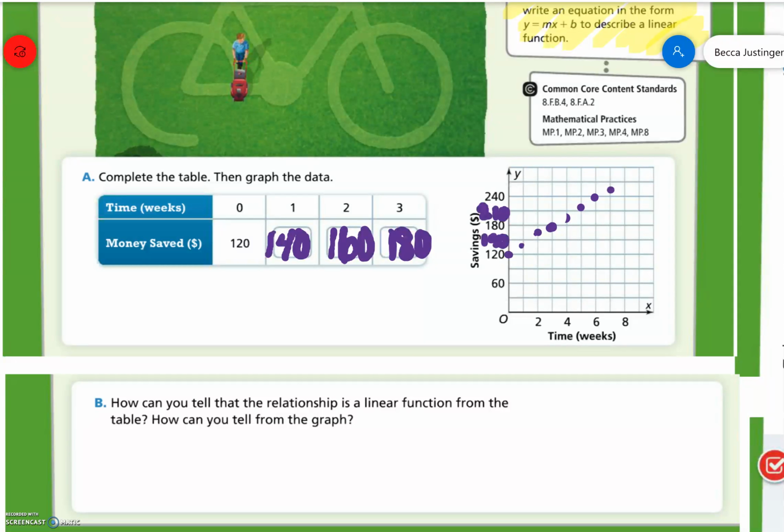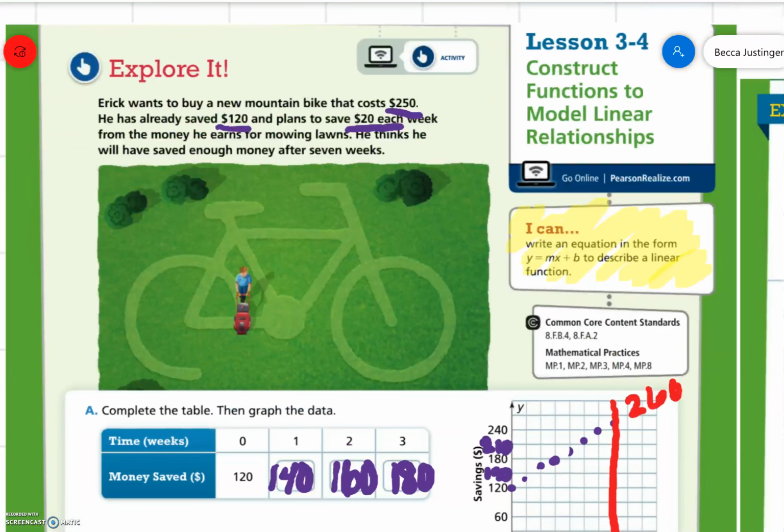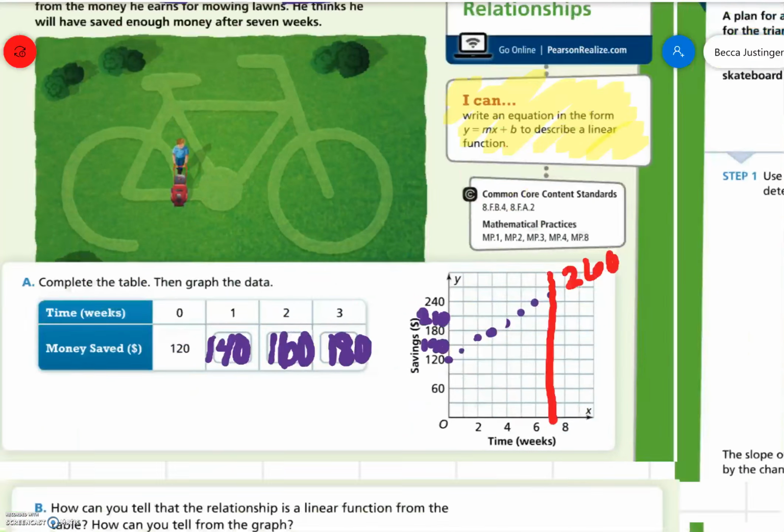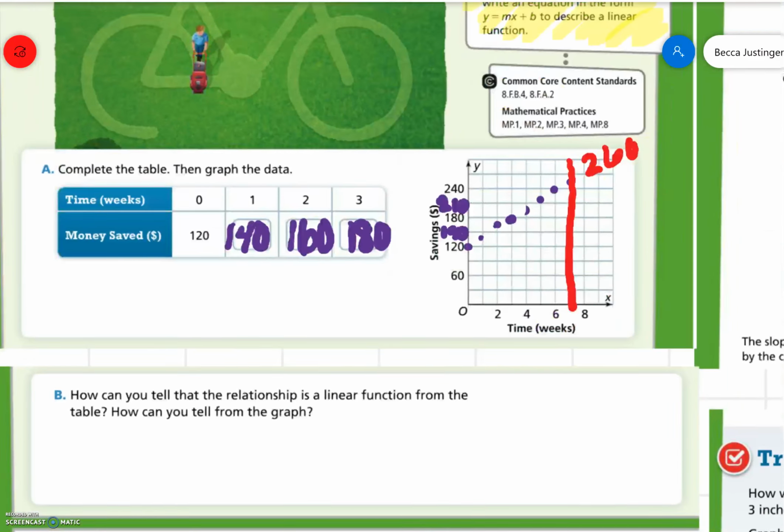How can you tell the relationship is a linear function from the table? How can you tell from the graph? Well, first of all, let's answer the question. At 7 weeks, he's going to have $260. The bike is $250, so yes, he will have enough money.